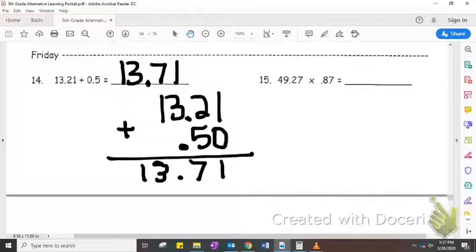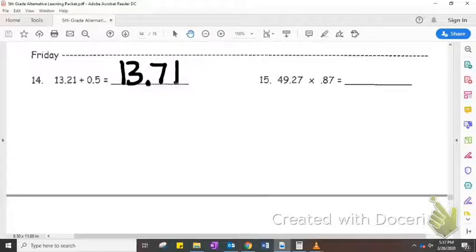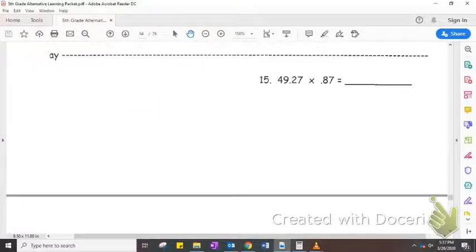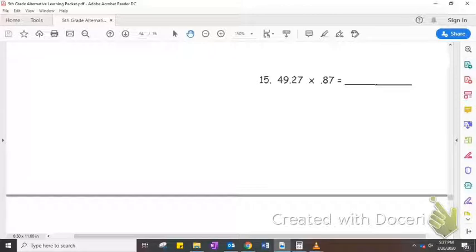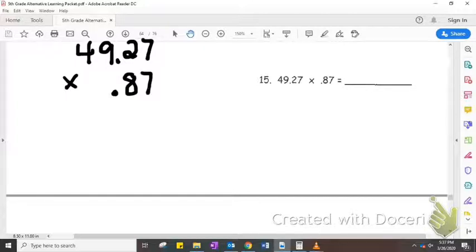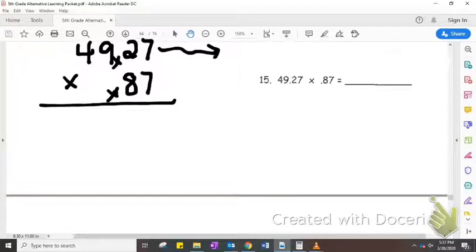Okay, so I'm going to erase this and make space for 15. 49 and 27/100ths times 87/100ths. Okay, so when we're multiplying decimals, remember it's a little easier. First of all, you don't need to line them up by their place value. And it's a little easier to pretend like there aren't decimals there. So we can come back to that at the end. Instead, let's estimate. That'll help us know where to put the decimal point.